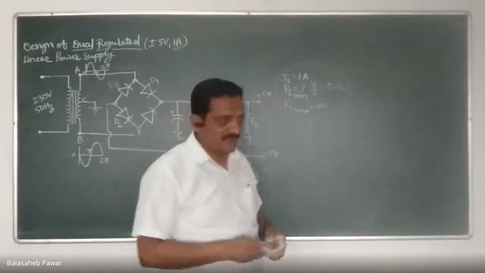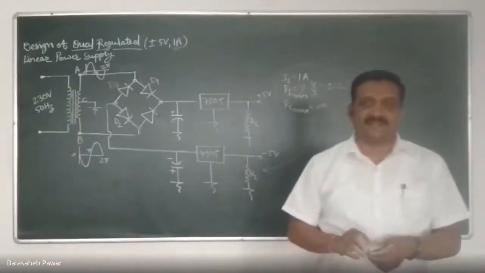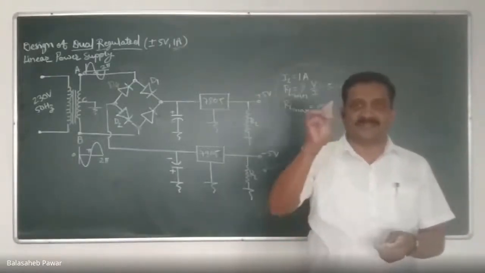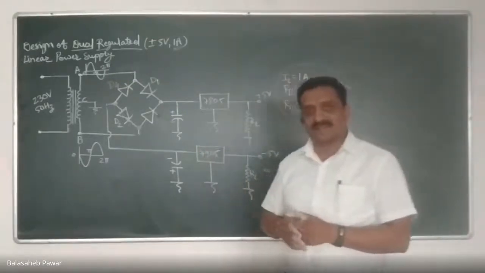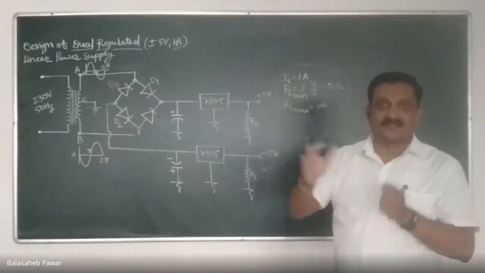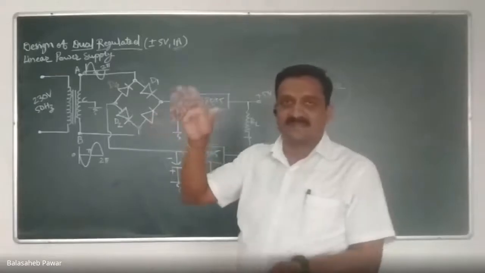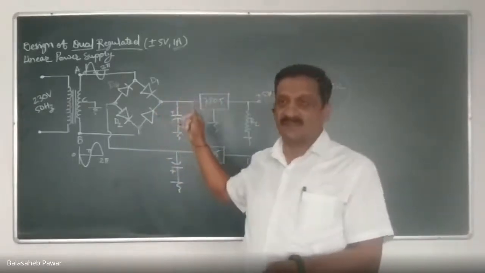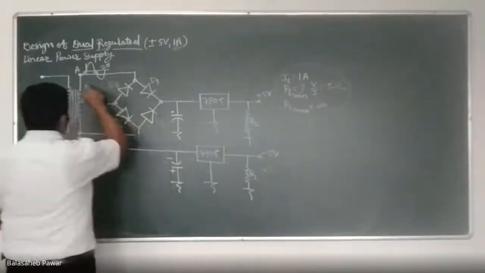Already I told you, if your calculation goes to 12 volt RMS, that means your selected transformer should be 12-0-12. If it goes to 18 volt, your selected transformer should be 18-0-18, not 9-0-9. End to end, it will be 18. Correct? But it will not produce our desired output voltage, because whatever calculation we are doing, that was for half secondary only.